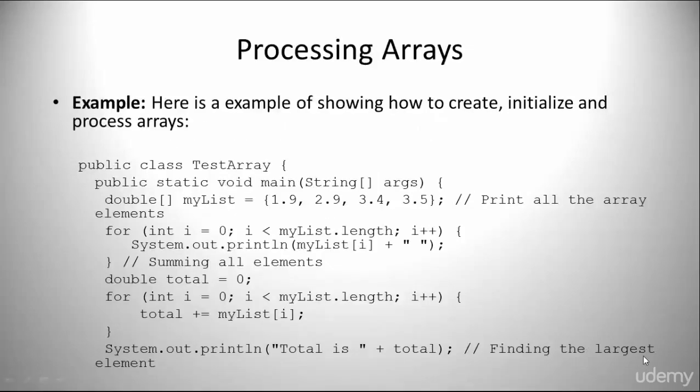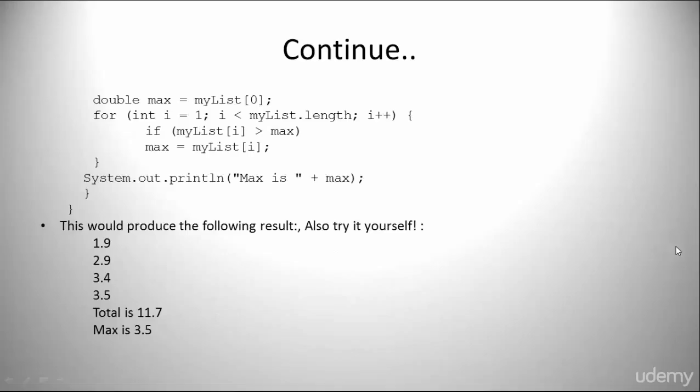Now let's dive into processing arrays. This is an example showing how to create, initialize, and process arrays. When processing array elements, we often use either a for loop or a for-each loop because all of the elements in an array are of the same type and the size of the array is always known. This code would produce the following result. Also, be sure to try it for yourself.